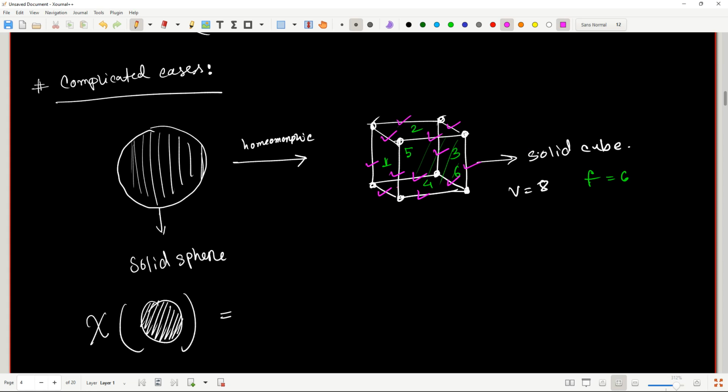Let me try to compute it again. So this is 4, this is 4, so 4 plus 4. And then we have 1, 2, 1, 2. So 4 again, so there are 12. So there are 12 edges. So since this solid cube is homeomorphic to this sphere, we can use the Euler characteristics definition to compute the Euler characteristic or Euler number for the solid sphere, and this is just 8 minus 12 plus 6. So this is 2.